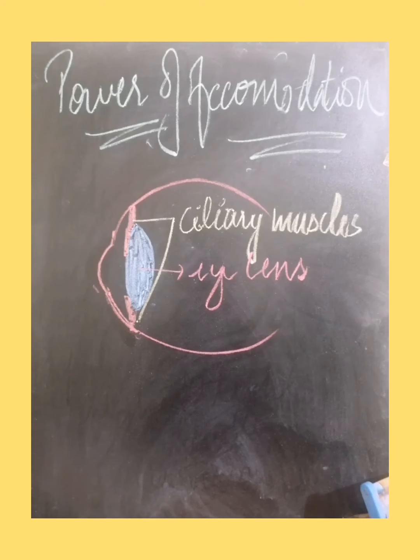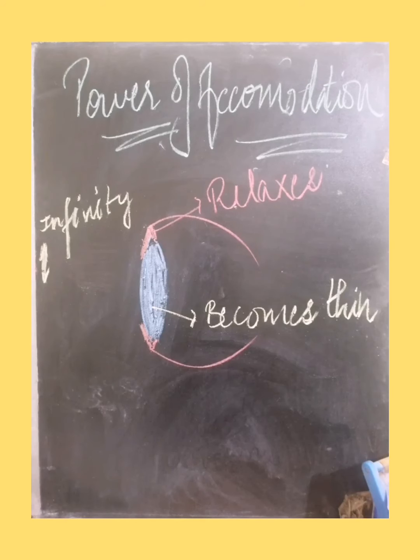Now, power of accommodation. Let's learn about it. Let's revise that the ciliary muscles around the eye lens help in the contraction and relaxation of the eye lens, right? This is related to the power of accommodation only, these two things of the eye. Now, whenever the image is at infinity, the ciliary muscle relaxes, and when the ciliary muscle relaxes, the eye lens elongates and becomes thin. So whenever we are seeing an object at infinity or very far, our eye lens becomes thin and the ciliary muscle relaxes, right?